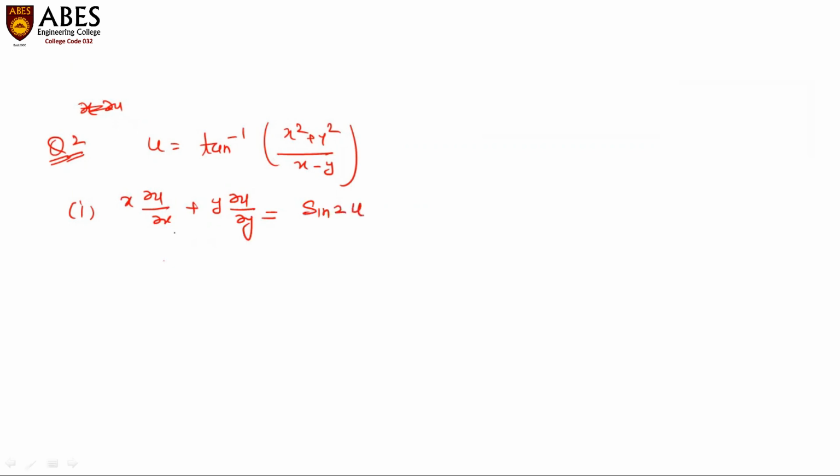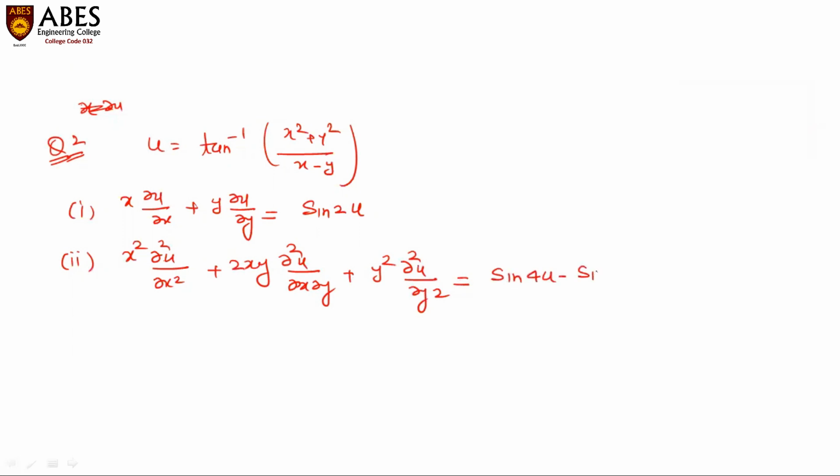Next question is question number 2. u equal to tan inverse of x square plus y square by x minus y, and we have to show that first, x del u del x plus y del u del y equal to sine 2u, and second, x square del 2u del x2 plus 2xy del 2u del x del y plus y square del 2u del y2 equal to sine 4u minus sine 2u.